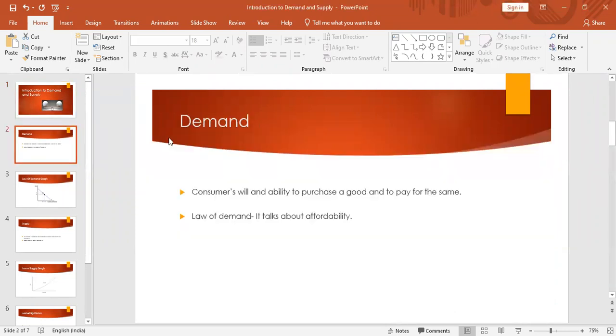So demand is from the perspective of customers. Demand is the customers' will and ability to purchase a good and to pay for it. And it follows the law of demand. The law of demand talks about affordability: with the increase in the price of a product, the quantity demanded decreases. This is the law of demand.